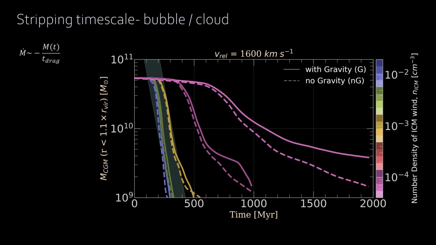To summarize, if we look at the CGM mass evolution again, for the cases where the density contrast is greater than unity, we find that the slopes are very different. For the cases where the density contrast is less than 1, we find that the slope is independent of the density contrast, as suggested by the bubble drag regime. I encourage you to check out our paper for more details on the bubble drag problem.